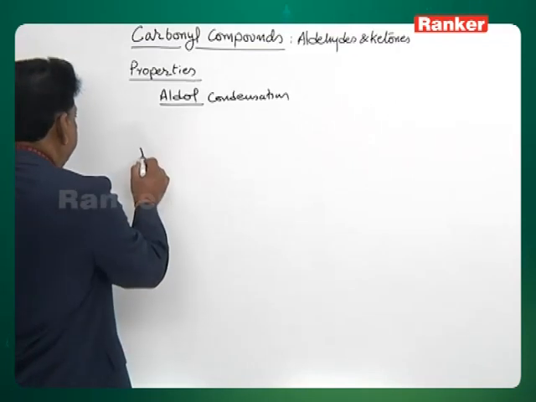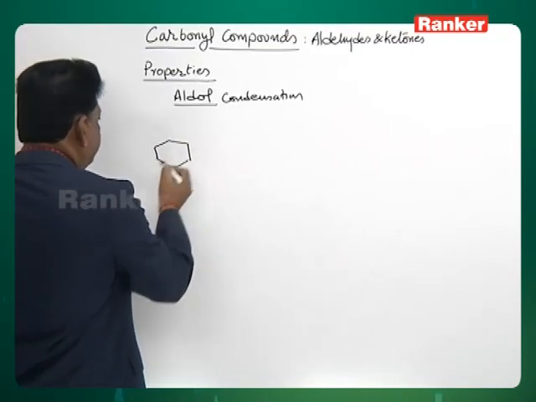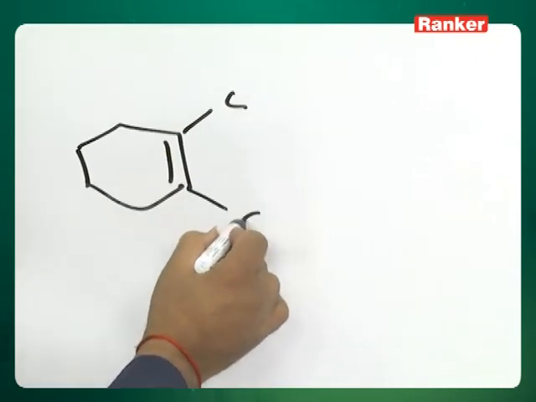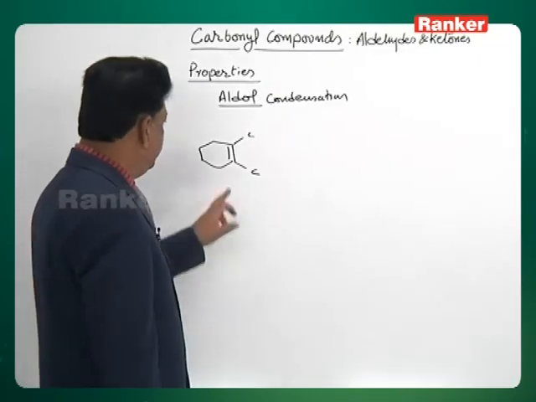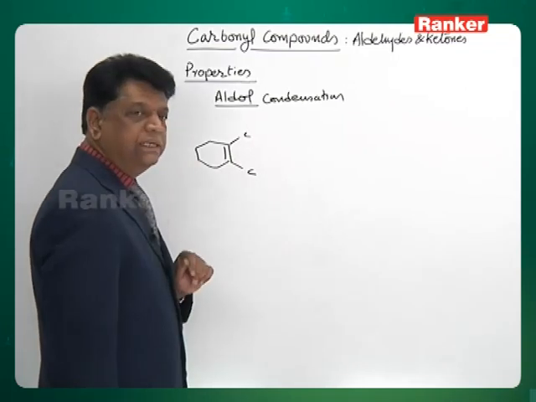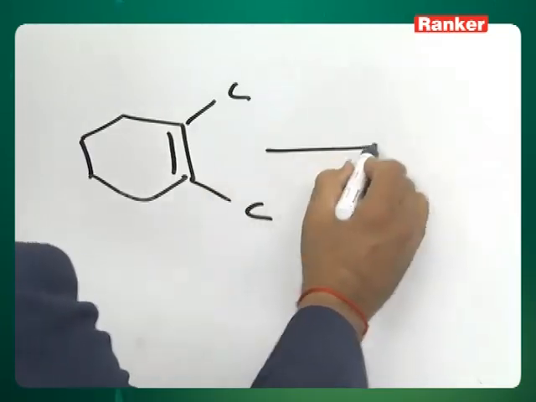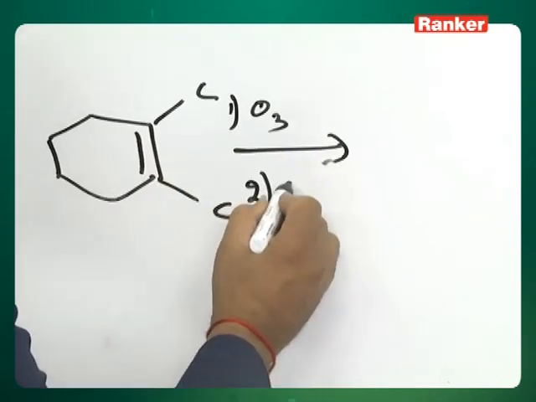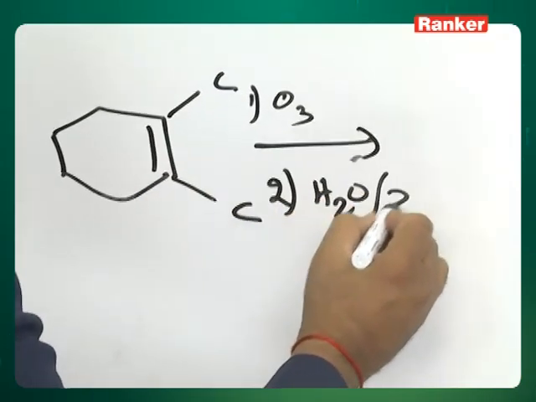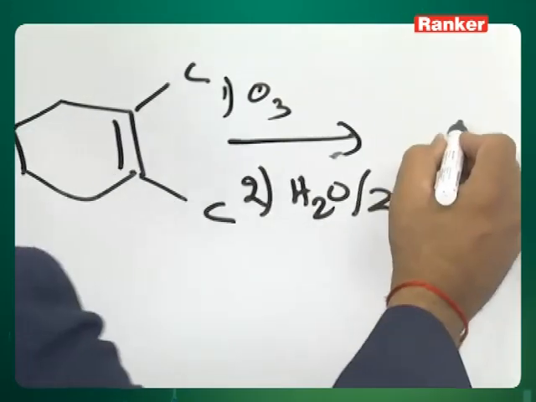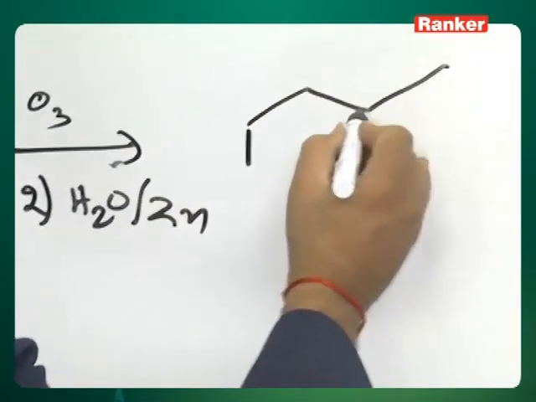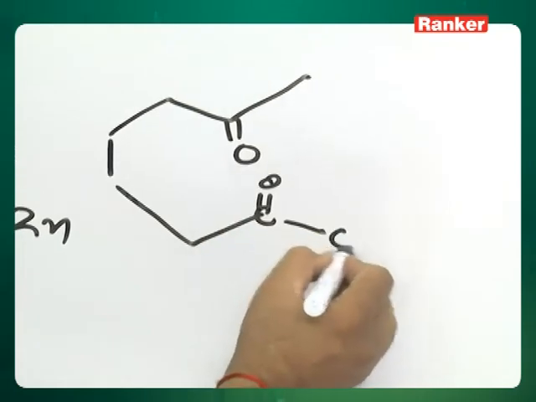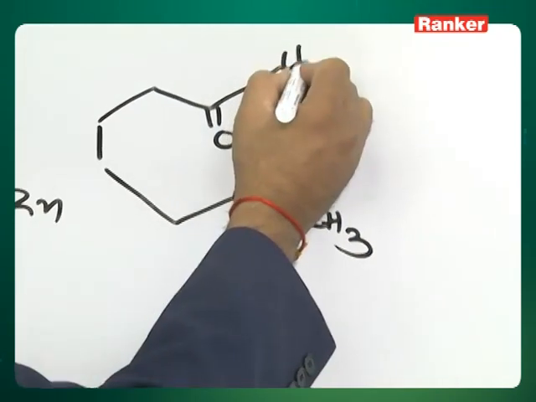For example, if there is a cyclohexene, the cyclohexene having 2 carbons also can be taken like this. This is the 1,2-dimethyl-1-cyclohexene. This undergoes ozonolysis followed by hydrolysis in presence of zinc. Then what you will get is a carbonyl group and a carbonyl group is formed, right? This is CH3, this is CH3.